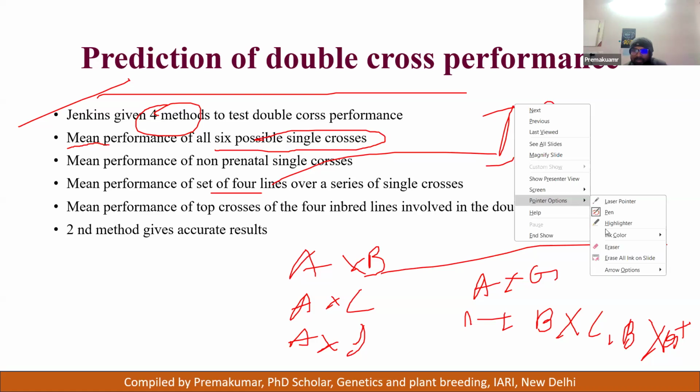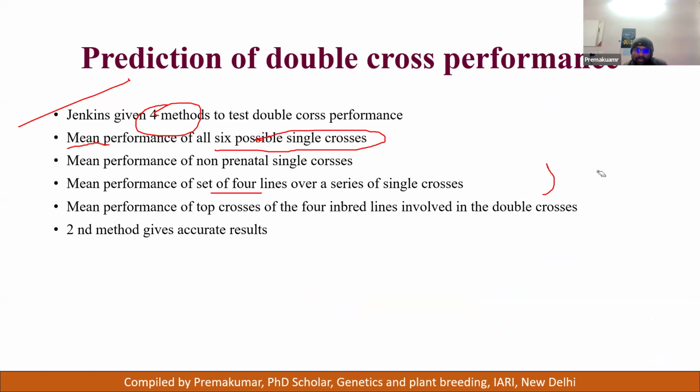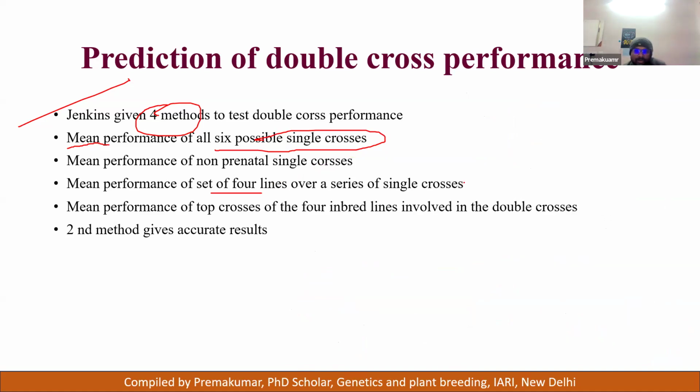Actually, I will share the formula. It's easier. Actually, I didn't copy it. Okay, then it is similar, but it is not only one method. The second method, the mean performance from non-parental single crosses, is mostly used. I should have copied the formulas also.